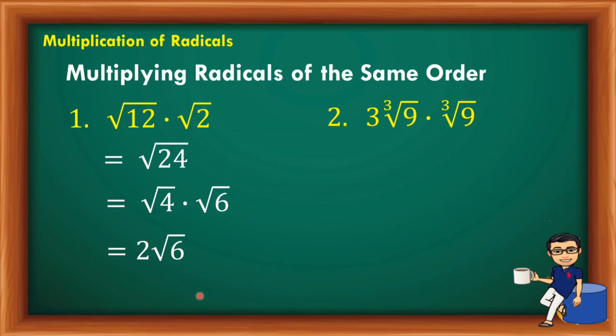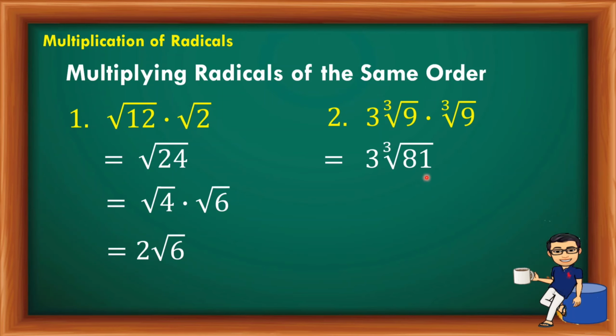3 times the cube root of 9 times the cube root of 9. So, multiply natin. Same process tayo dito. Multiply natin ang cube root of 9 times the cube root of 9. Kinopya na lang natin yung 3. So, ibig sabihin cube root of 81, kasi 9 times 9 is 81. Then, proceed with getting the factor. But this time, dun tayo sa cube root. Same order ulit kasi pareha silang cube root.